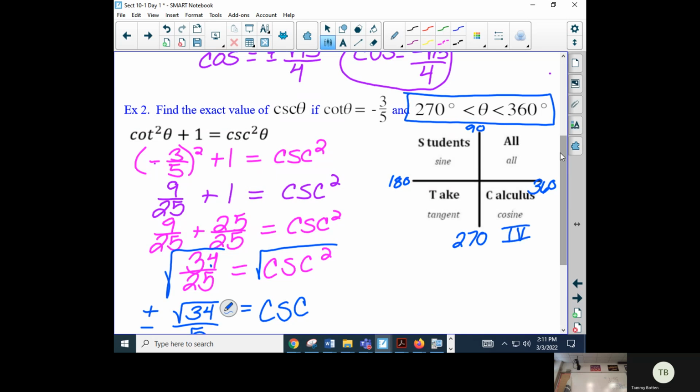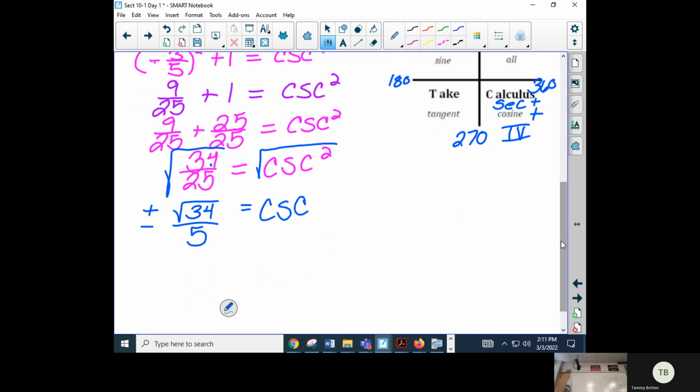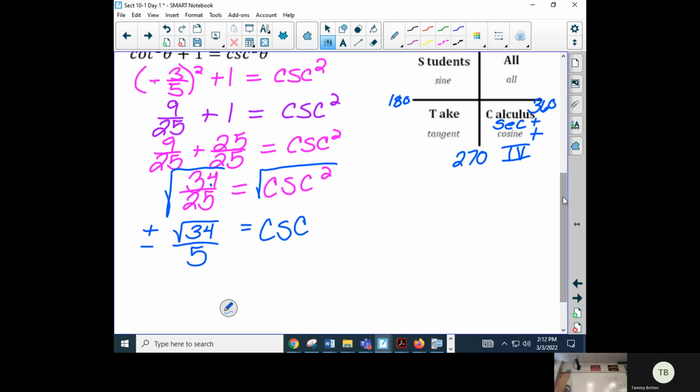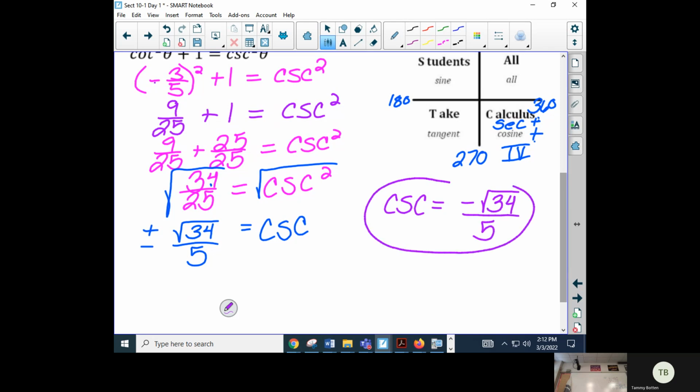And in here, cosine is positive and its reciprocal, which is secant, is positive. So what would our cosecant be? Wouldn't it be negative? Do you guys get that? Only cosine and secant are positive in this quadrant, so cosecant is going to be negative. So what we would say then is our cosecant is going to equal negative root 34 over 5. You guys okay with that?